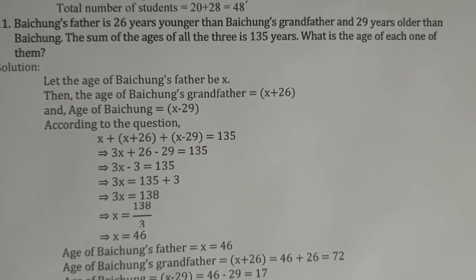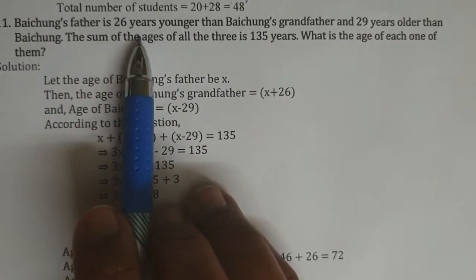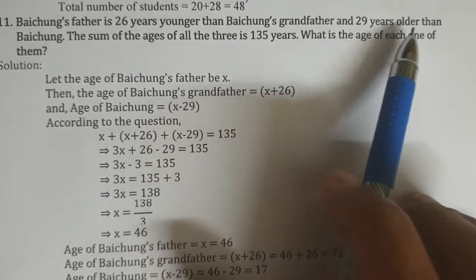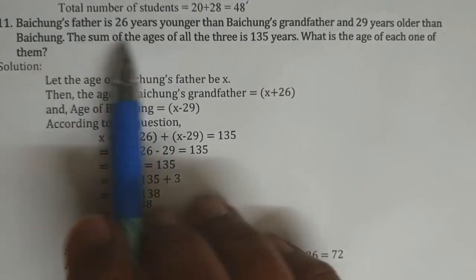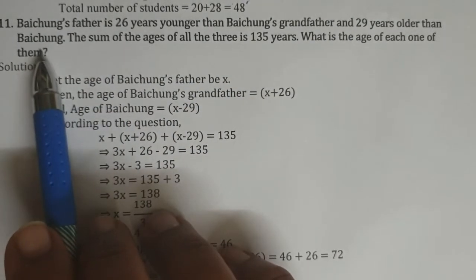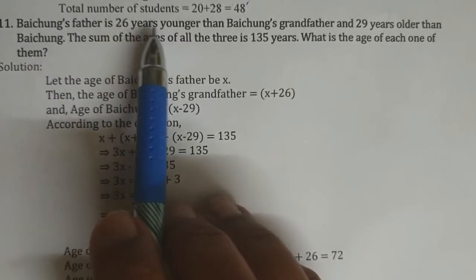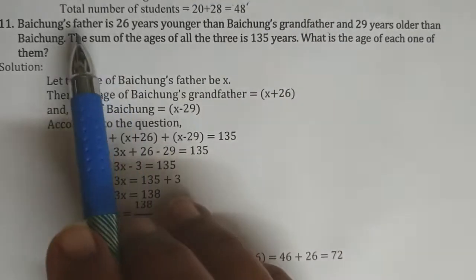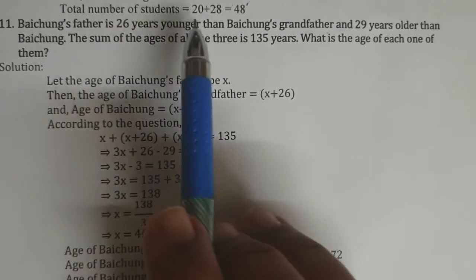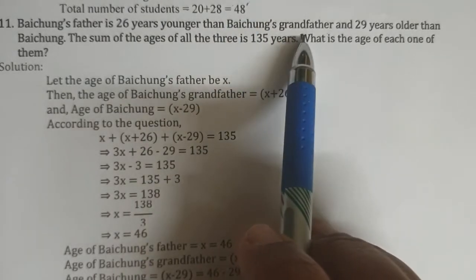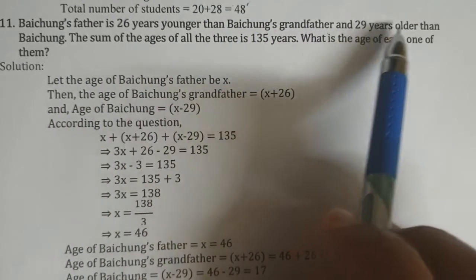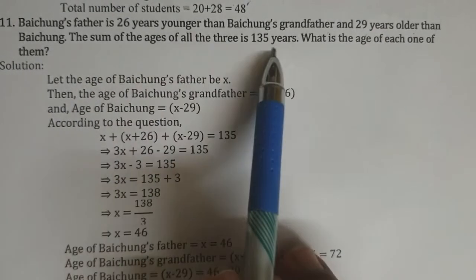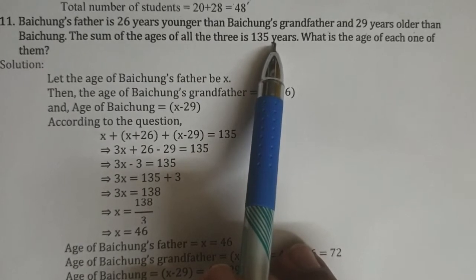In our next question, Bachung's father is 26 years younger than Bachung's grandfather and 29 years older than Bachung. So what is the meaning of this question? There is a child whose name is Bachung. His father is 26 years younger than Bachung's grandfather. Means Bachung's father is 26 years less than his own father, and he is 29 years older than his son. When we add these three ages, we get the number 135.